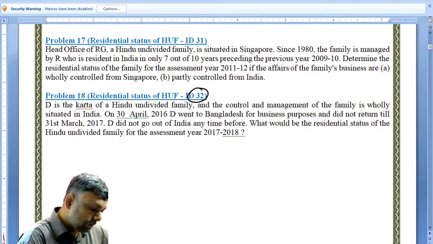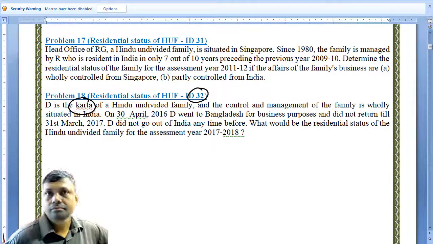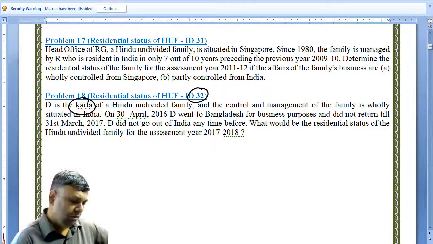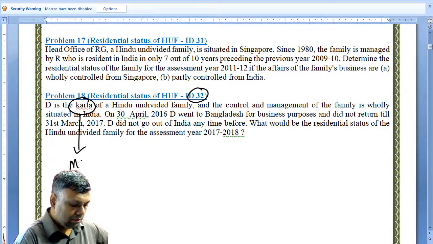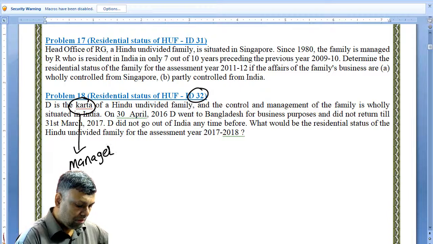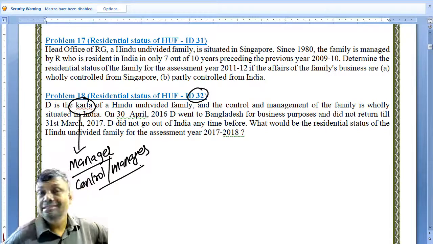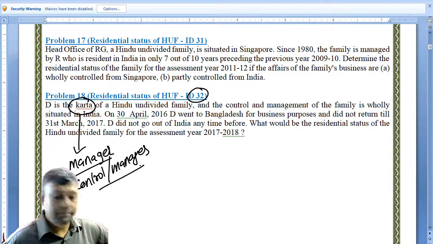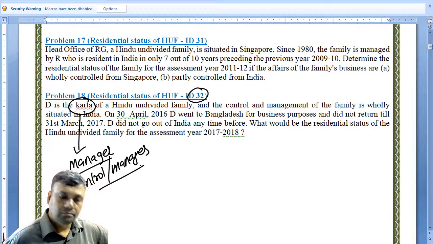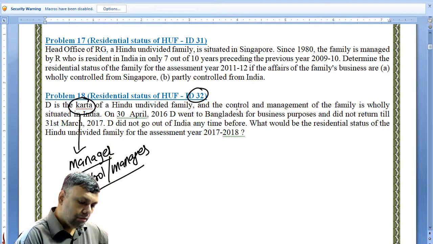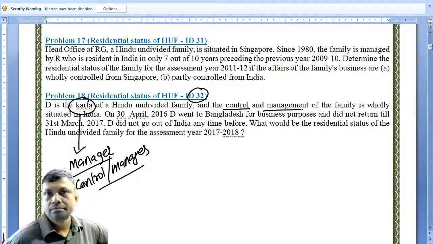So D is the Karta. See, this word Karta is there. Read the question. The Karta is basically the manager, the person who controls or manages the business or the affairs of the family. So Karta means control and manage.